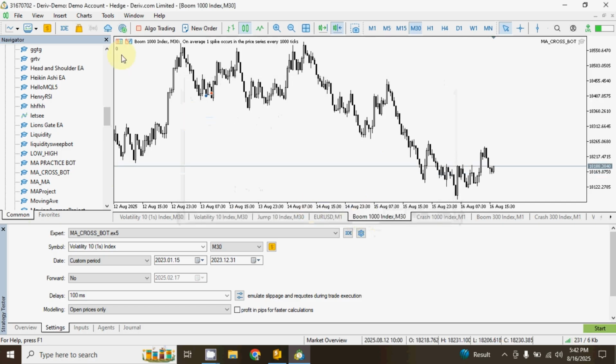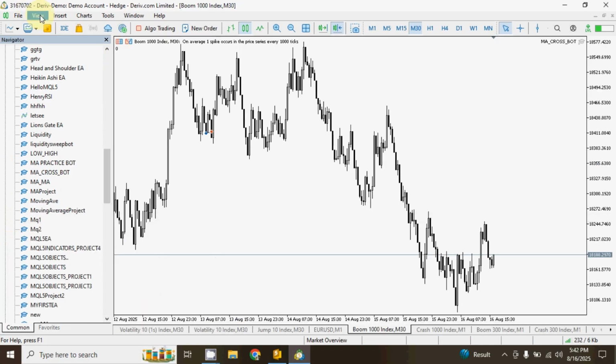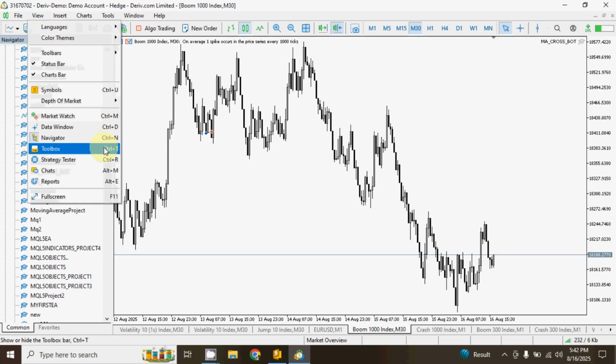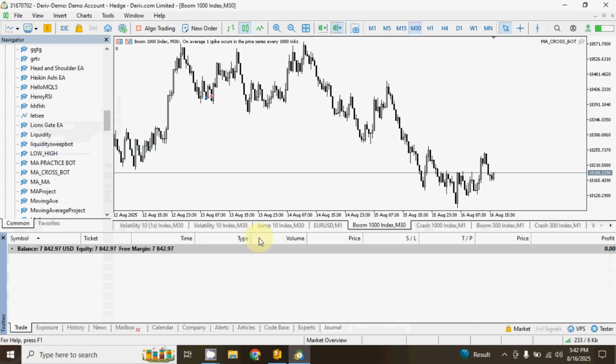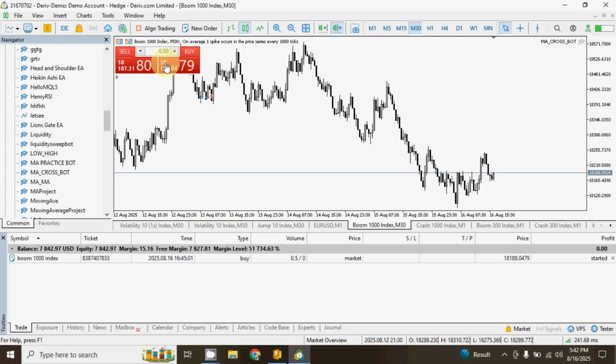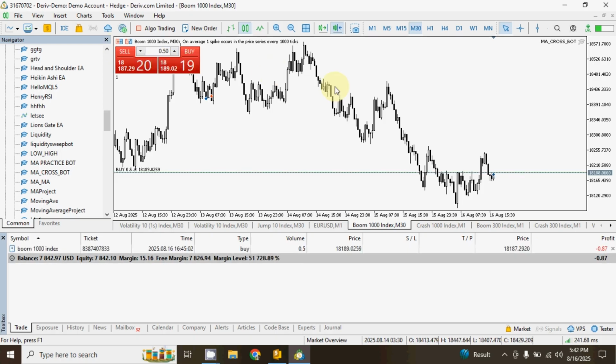After activating it, you see we have 0 open positions on the account, right? So let me bring out the toolbox so that I'll be able to monitor. You can see that we have 0 trades, right? So let me place a buy trade to see if the number of open positions is going to increase from 0 to maybe 1. If I place a buy trade on the account, you can see that now we have 1 open position, right?